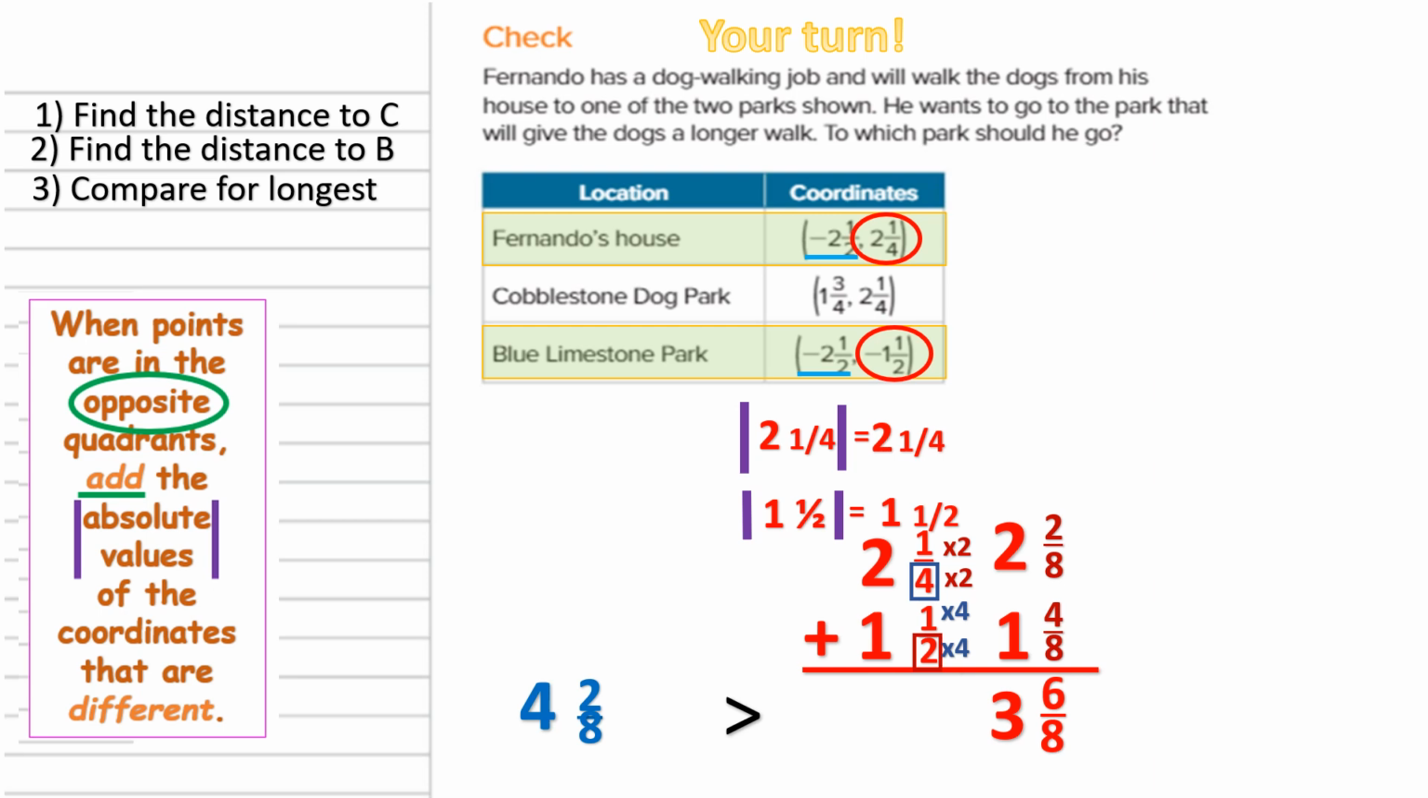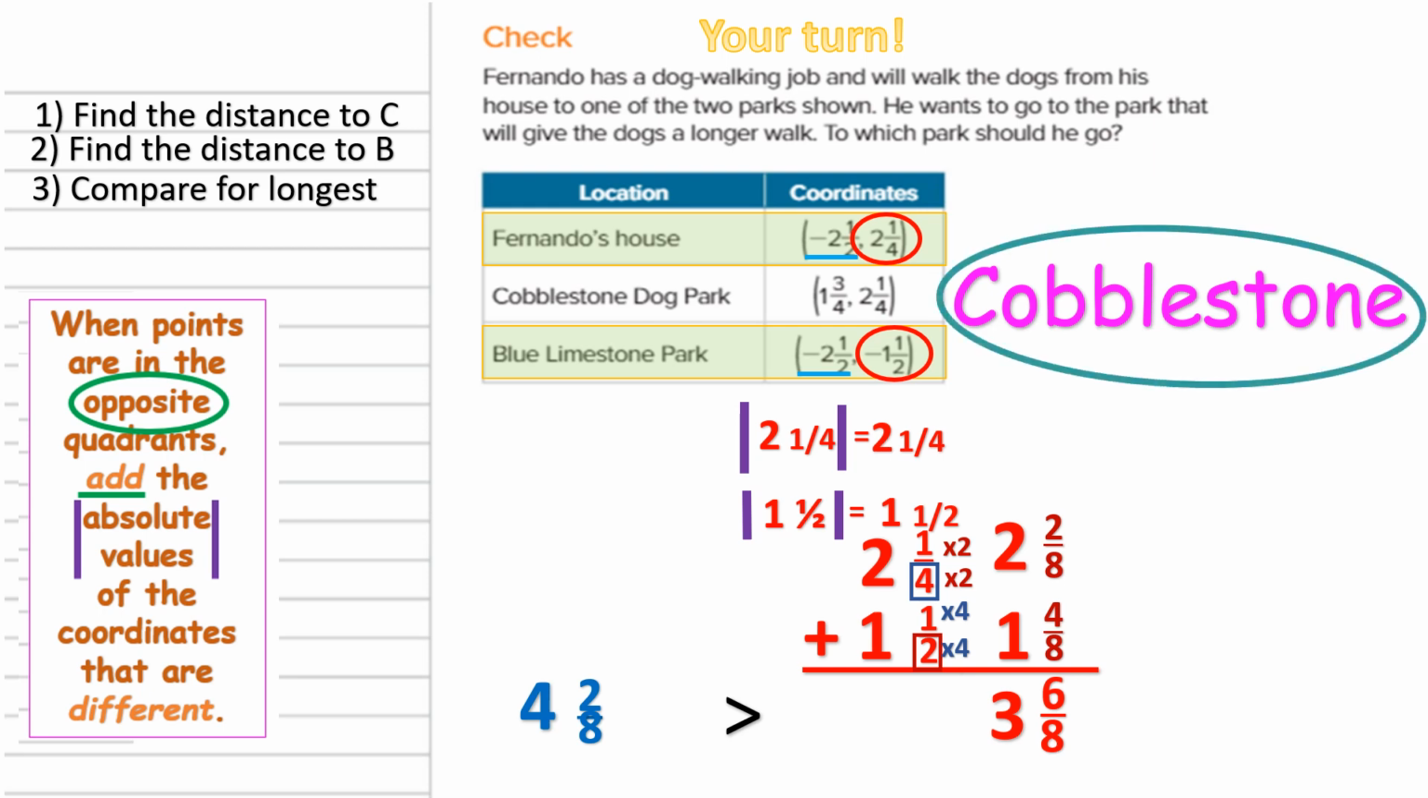So is that my answer? Is Blue Limestone Park my answer? No, because once again, it says that he wants to go to the park that will give the dogs a longer walk. And therefore, my answer is the larger value. It's the Cobblestone Park. Right, we got it? So it's just making sure we follow those two main concepts.